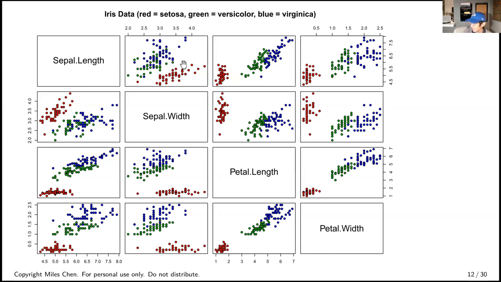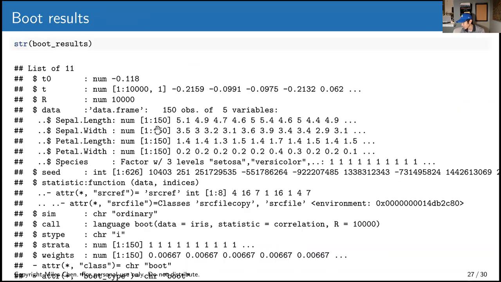So is there a correlation between sepal length and sepal width? Well, this is a classic example of Simpson's paradox. When you look at the whole data set, there doesn't look to be very much correlation between sepal length and sepal width. But if you split by species, there seems to be strong positive correlation. If you look at the red dots, there's positive correlation. If you look at the green dots, positive correlation. If you look at the blue dots, positive correlation. But when you put them all together, there doesn't seem to be very much correlation. So that's an interesting result.